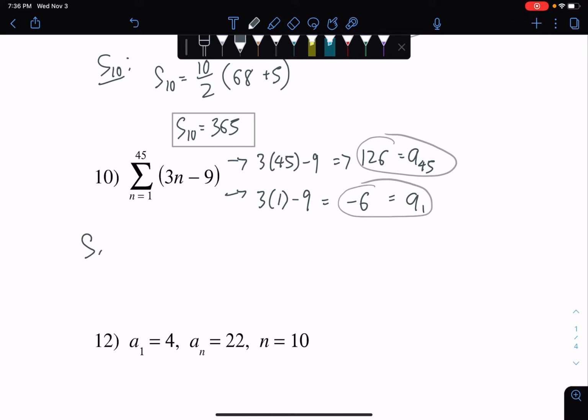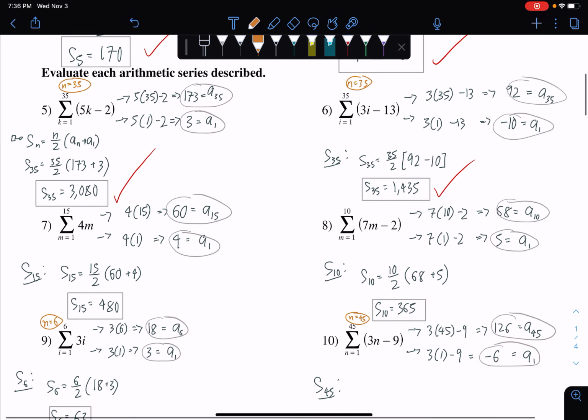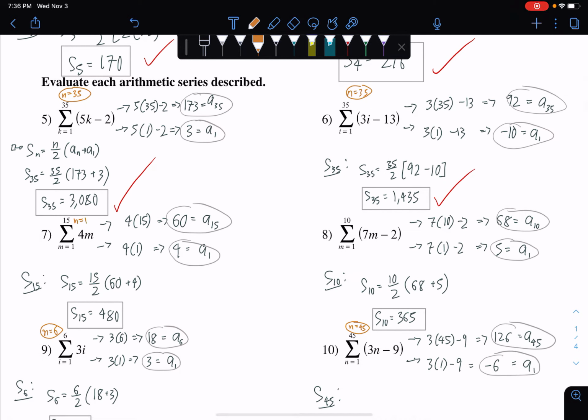Now, what we're trying to find here is S sub 45. I almost forgot, we have to label our n. n is equal to 45 there. Here, n is equal to 6. And for the rest, here, n is equal to 15. And for number 8, n is equal to 10.